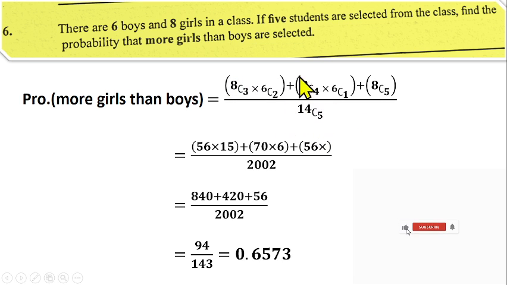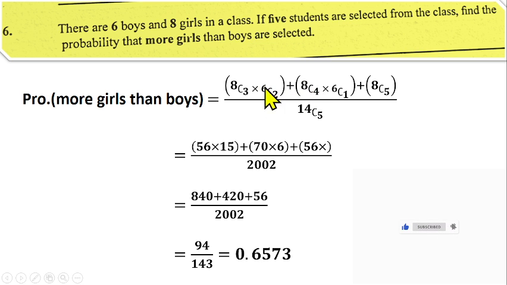Then we need to get the favorable outcome, which is the numerator here, and that says more girls than boys. Don't forget that the total students that must be picked are 5. If you have 8 girls, the girls should be more than boys. So if you pick 3 girls, you'll be picking 2 boys. That gives us 3 plus 2 gives us 5. Then 3 girls will be from the 8 girls multiplied by 2 from the 6 boys.